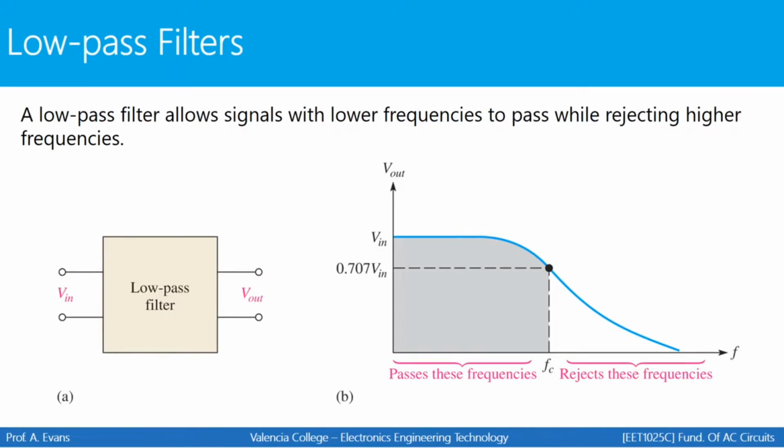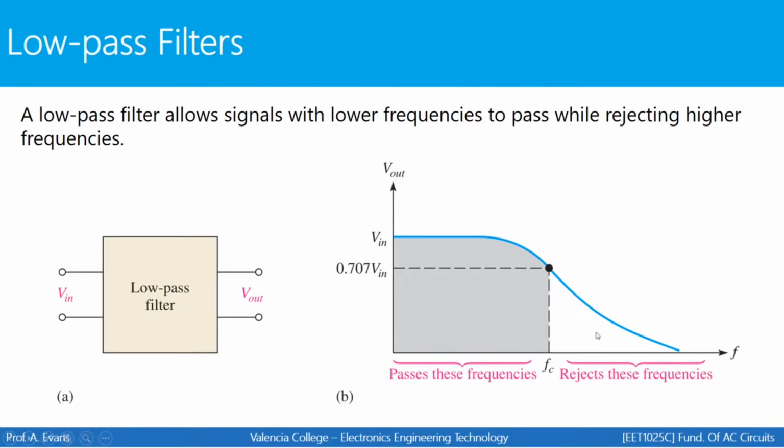A low-pass filter allows signals with lower frequencies to pass while rejecting higher frequencies. Imagine that you have a particular source voltage. That voltage is going to have a sine wave with a peak value and a frequency. A low-pass filter will allow that signal to pass through the circuit to the output when you have a lower frequency, and it will reject or not allow the signal to pass when you have a higher frequency. And we have what's called the critical frequency, which determines the line between frequencies that pass and frequencies that are rejected.